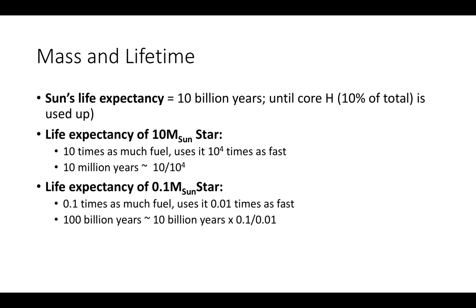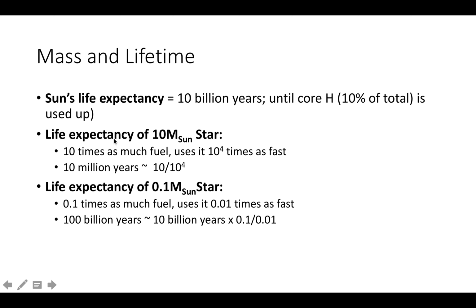Okay, mass and lifetime. So the sun's life expectancy is about 10 billion years, and whenever we do comparisons to other stars, we tend to use the sun in some form. Shh, quiet. Until the core hydrogen is used up, at least 10% of it is used up.